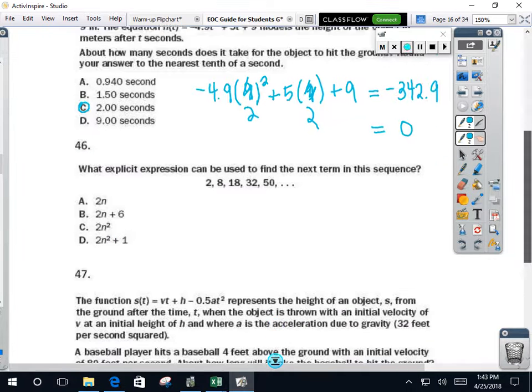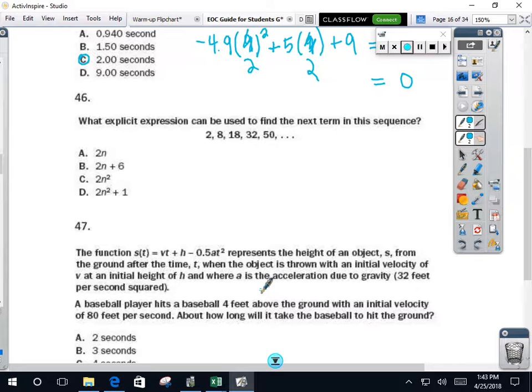Okay, number 46. What explicit expression can be used to find the next term in this sequence? Okay, any ideas? Do you see a pattern?